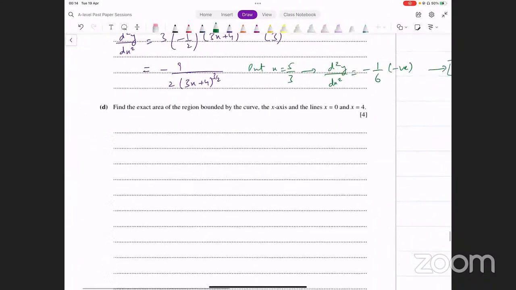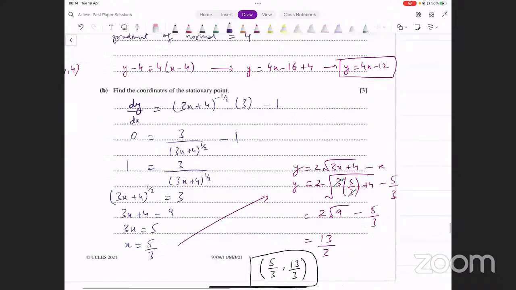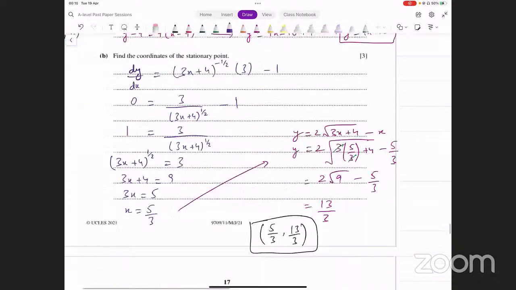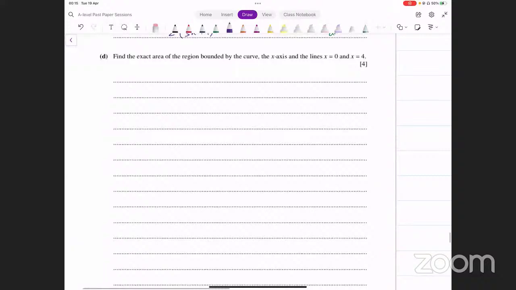Let's move on. It says find the exact area of the region bounded by the curve, the x-axis, and the lines x equals 0 and x equals 4. Now that's a bit tricky. Why? Because we are not given the curve. We're not given the equation of the curve, right? Now, if you want to understand it a bit better, it might be a good idea to have a rough sketch of what the figure might look like. Okay, it's not necessary, of course, but it will help your understanding.